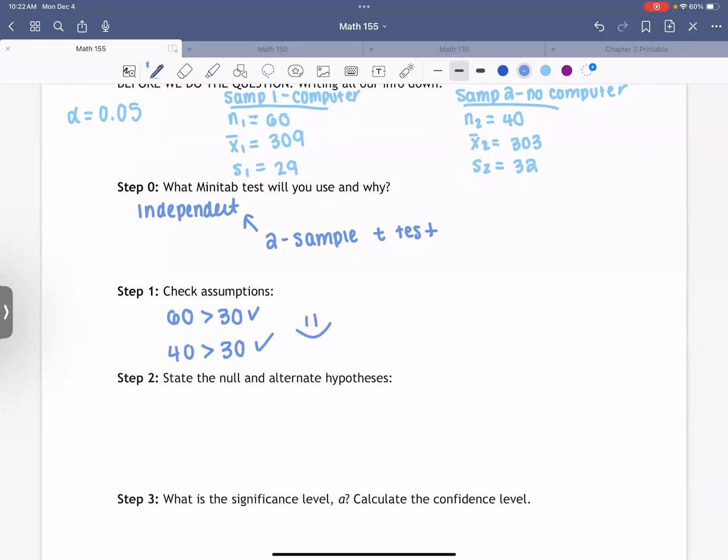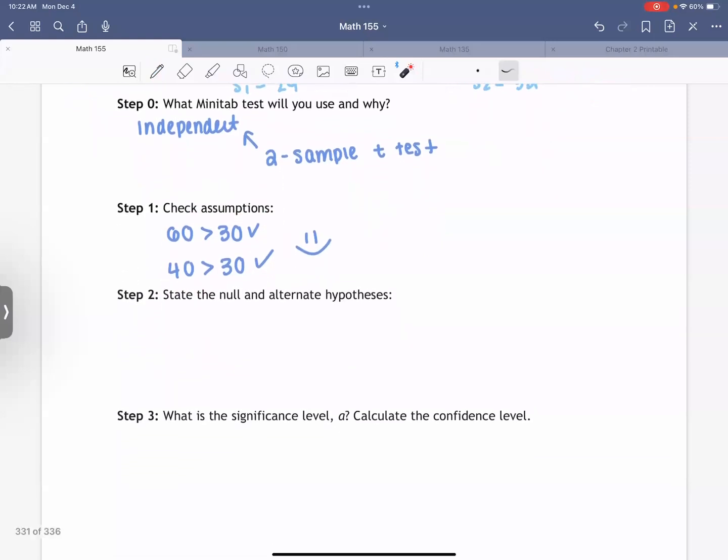Now, if both of my sample sizes are bigger than 30, like this question, do I need to go in and say the population is normal? No, right? Because we already said that the sample sizes are bigger than 30. The only reason you would write population normal is if one of the sample sizes was less than 30, or both the sample sizes were less than 30. If both of them are greater than 30, that's it. We're pretty much good for the assumptions.